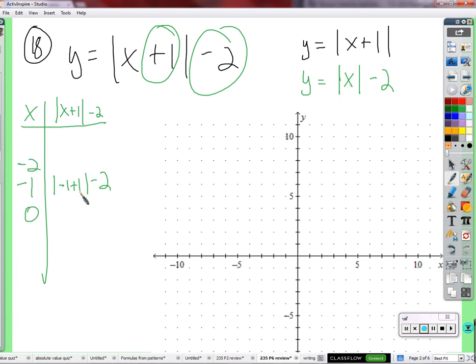Negative 1 plus 1 is 0. Minus 2 gives us negative 2. Because I got a 0 inside the absolute value, I know that's where the vertex is. That's 100% guaranteed. If inside the absolute value you get a 0, you found the center of this V shape. So negative 1, right, it's moved to the left 1 and down 2. So the vertex is there: negative 1, negative 2.